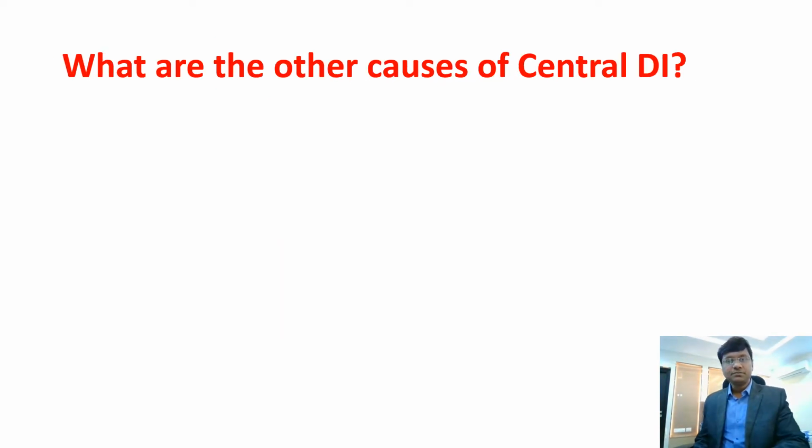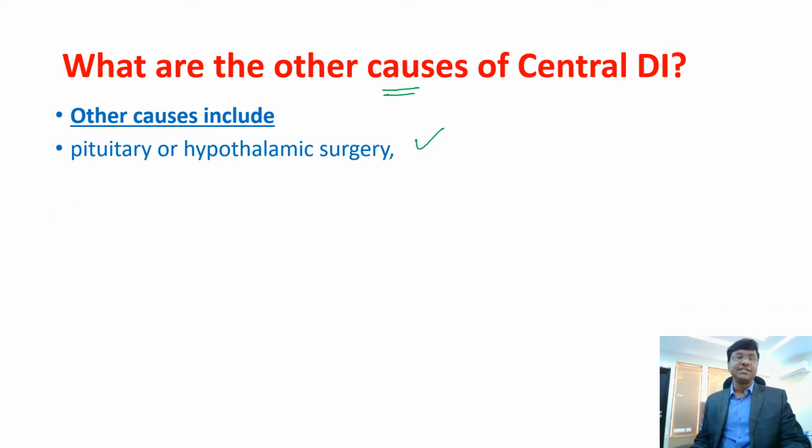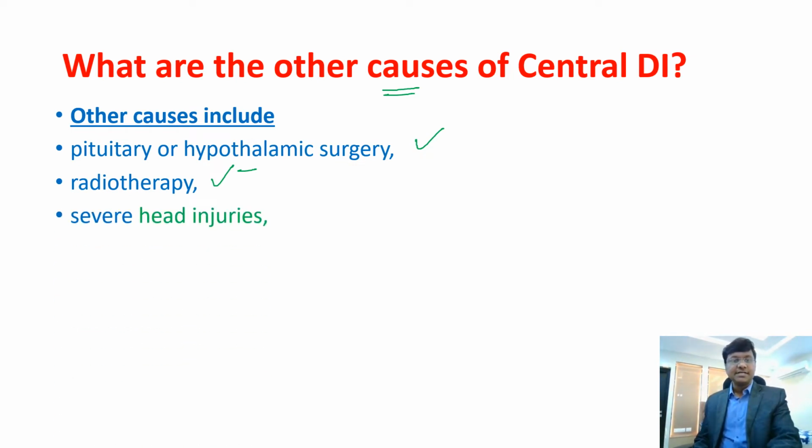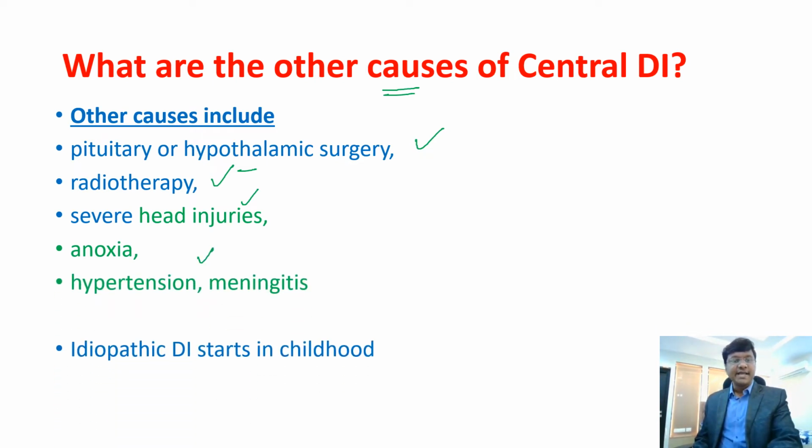Then what are other causes of central diabetes insipidus apart from hypothalamic and pituitary lesions? Those include, number one, surgical lesions, right? If you have done a complete pituitary adenectomy, then in such a case there will be deficiency of antidiuretic hormone. The same way the hypothalamic surgery. Then radiotherapy to certain tumors can hit the pituitary gland or the hypothalamus, severe head injuries, then anoxia, right, or the anoxic insult to the brain, hypertension and meningitis. These are the etiologies which will cause central diabetes insipidus.